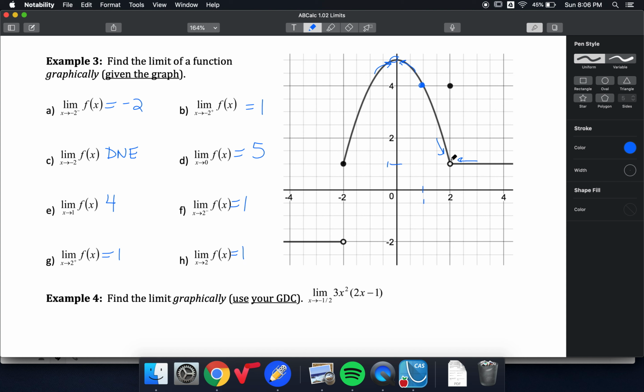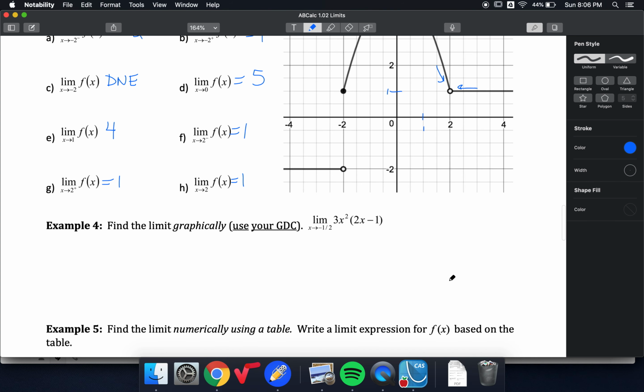Notice that is different than the actual value of f of 2, which is 4. So (2, 4) is a point on my graph. f of 2 is 4. However, the limit as x goes to 2 of f of x is actually 1.